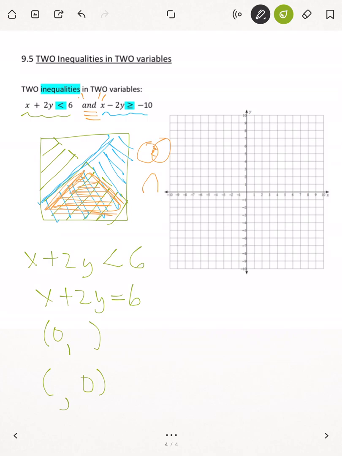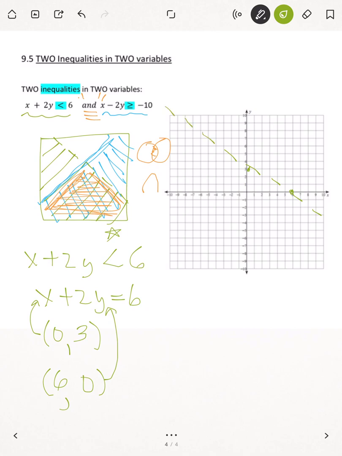If I can find 2 points on the line, that's enough to draw any line, and the x-intercept and y-intercept pop out at me. The first ordered pair is the y-intercept. That's when x is 0. When I put 0 in for x, y has to be 3. For the x-intercept, when I put 0 in for y, x has to be 6. I'll graph 0, 3, and 6, 0, and those 2 points will help me identify my boundary. Remember, because it's a less than, it's going to be a dashed line.